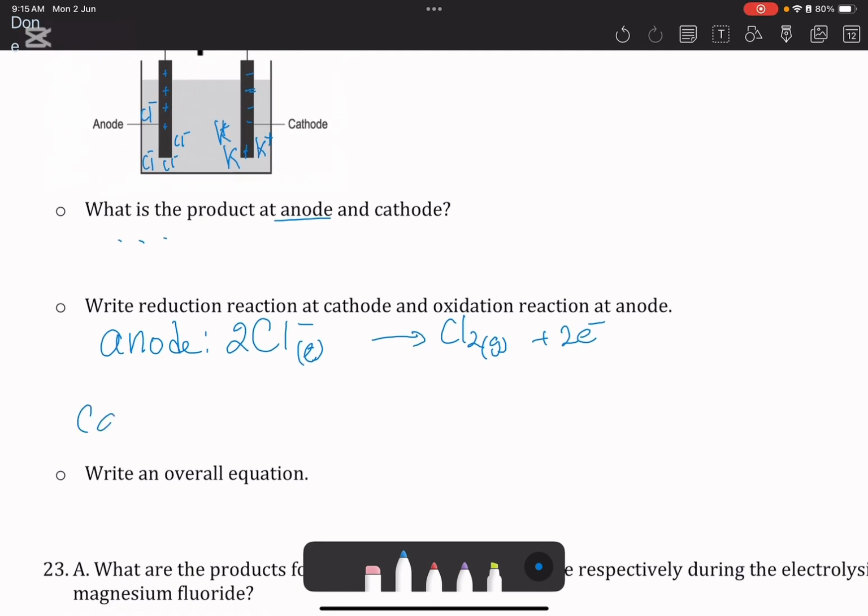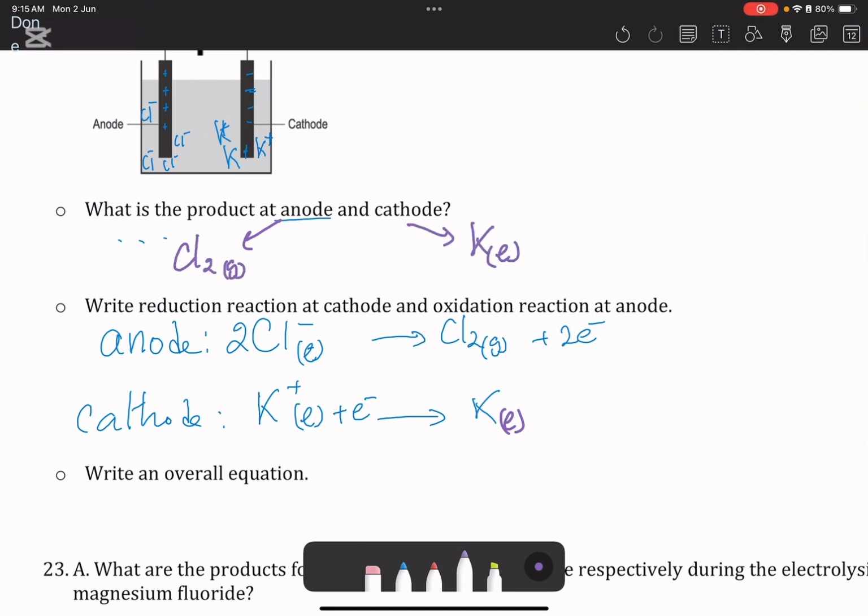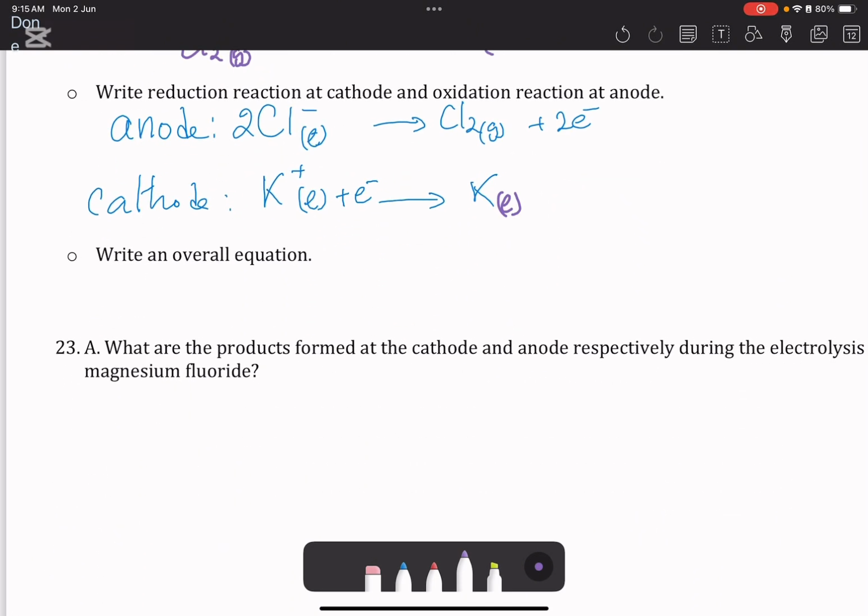And at the cathode, it is the K plus molten that's going to give me the metal through the reduction. And potassium here is going to be liquid. So at the anode, I have Cl2 gas, and at the cathode, I have molten potassium.